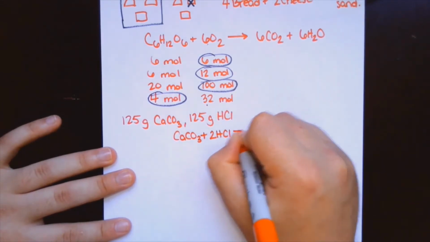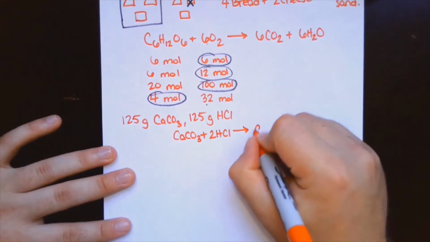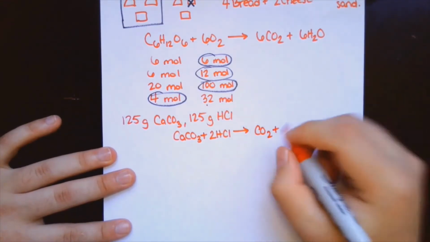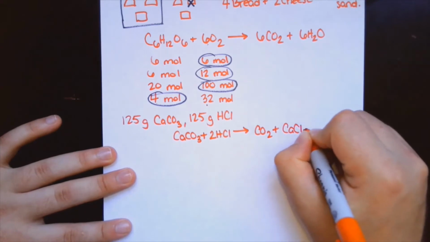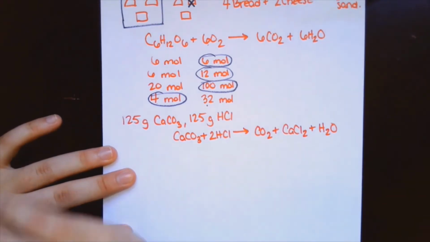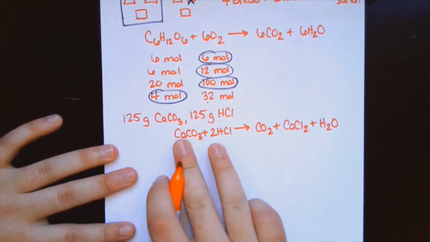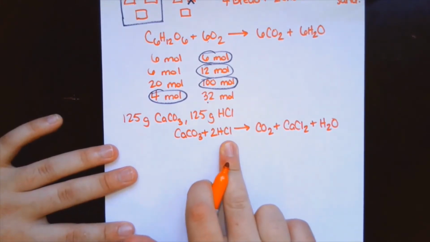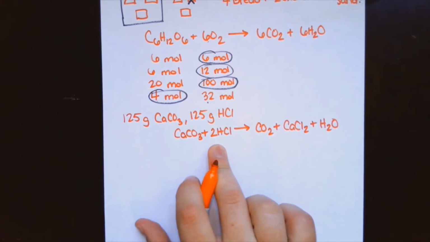And just for the sake of time right now, I'm not putting in phases, but phases are important, but again, it's just to make it go a little quicker. Okay, so this is our balanced reaction, right? So we see that calcium carbonate and hydrochloric acid react in a 1:2 ratio.